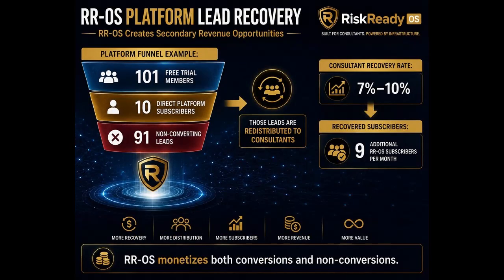One of the strongest parts of the RiskReady OS model is lead recovery. Most businesses lose non-converting prospects. RiskReady OS is designed to monetize both conversions and non-conversions. In this example, 101 free trial participants enter the platform. 10 convert into direct platform subscribers. 91 do not immediately convert, but they are not wasted. Those non-converted leads become opportunities for consultants to recover.